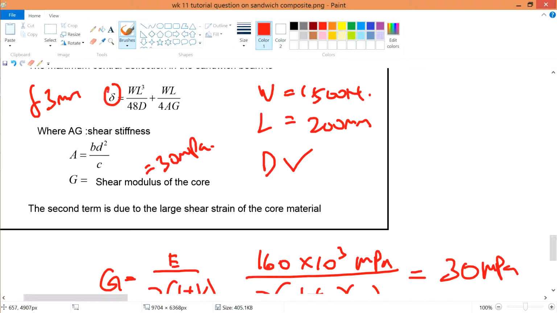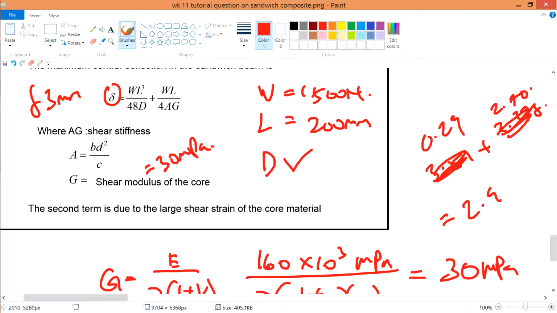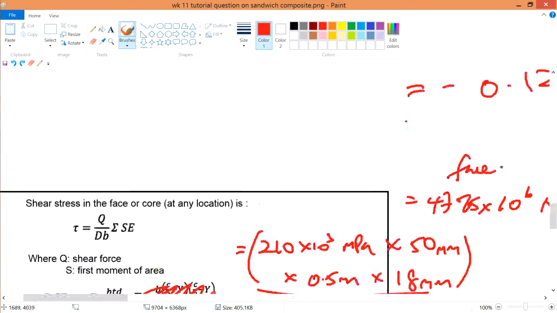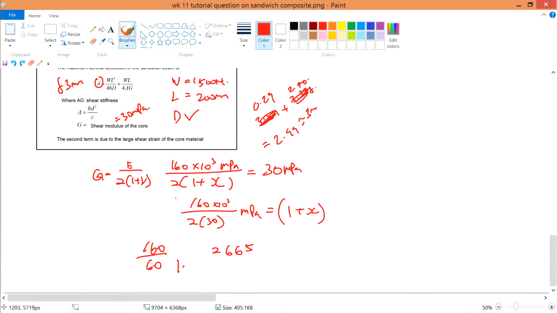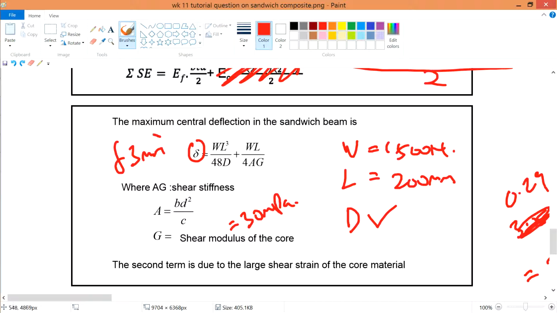So this is 3 mm. Let's see whether, if I put in everything, it is correct or not. You get 0.29. This whole thing, if you calculate, is 0.29. This is 2.7. This is 2.7. You'll get about 2.99, which is equivalent to 3 millimeter. So the deflection is correct. Take note that your D is actually this value, 854 times 10 to the power of 6. So you will eventually find that your deflection is 3 mm.